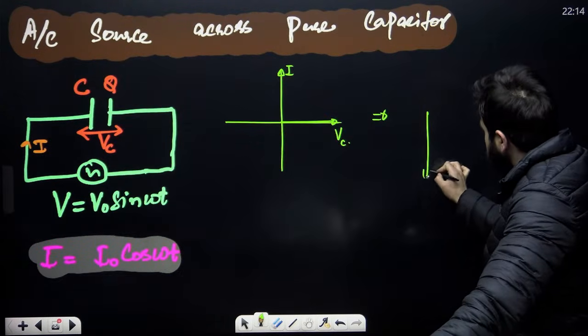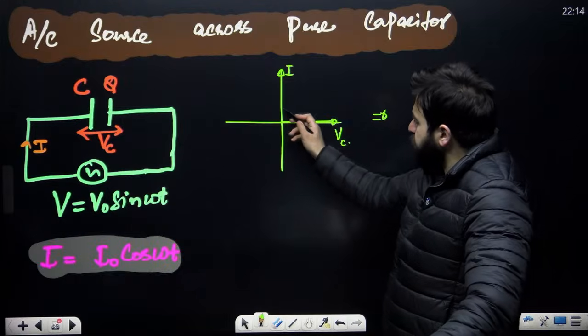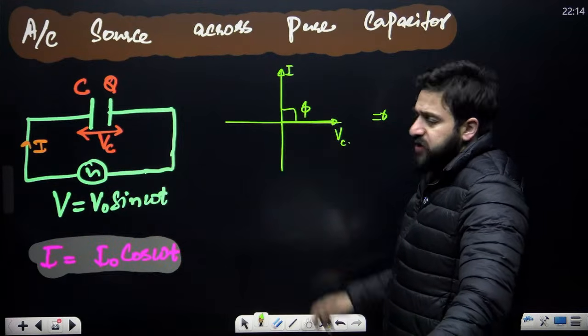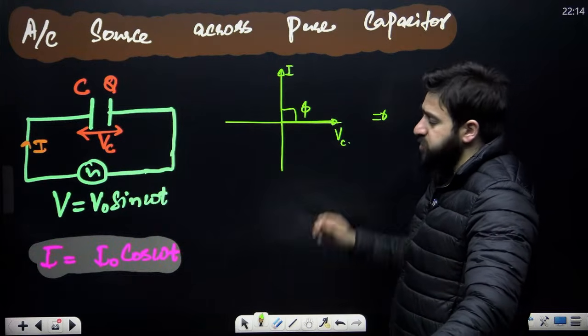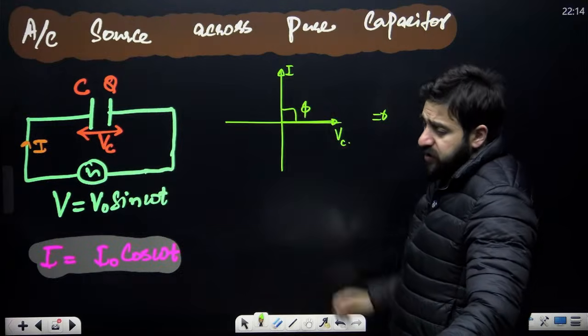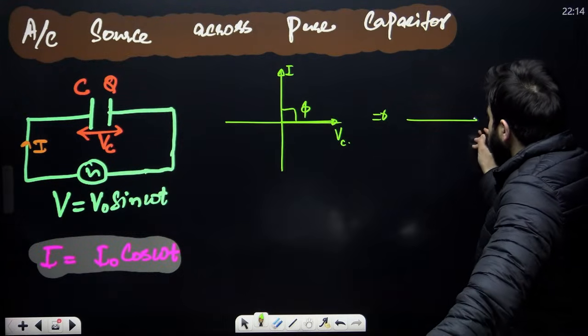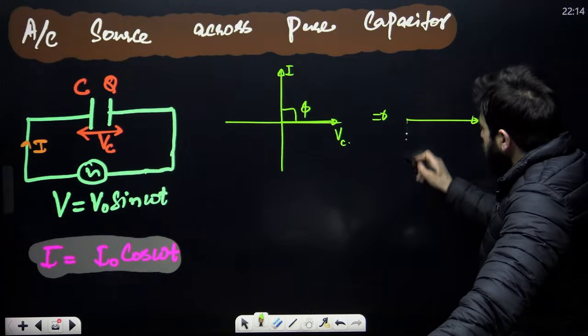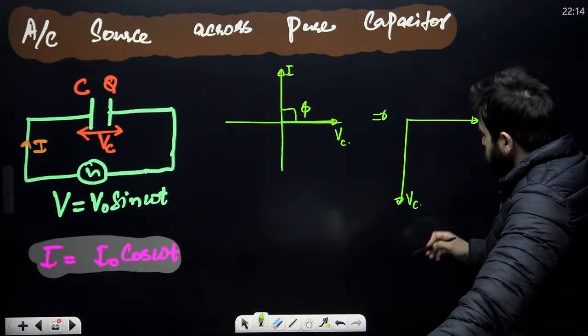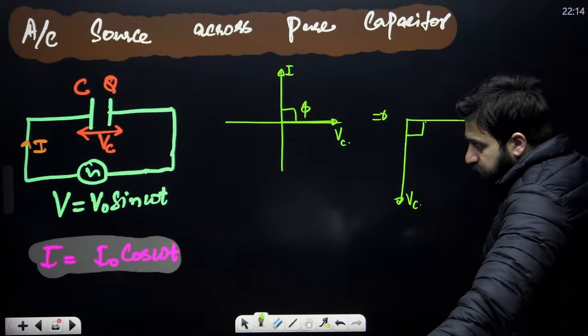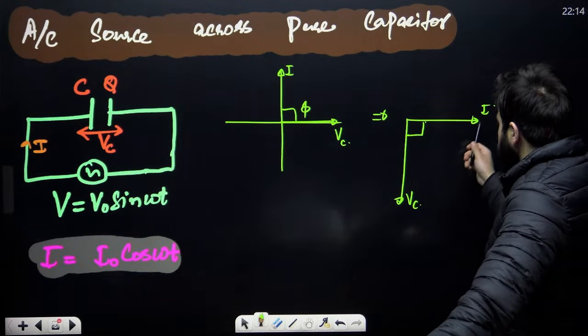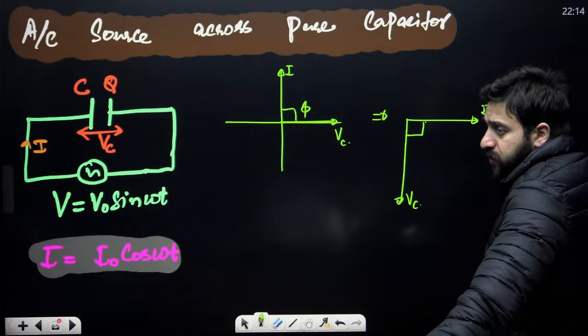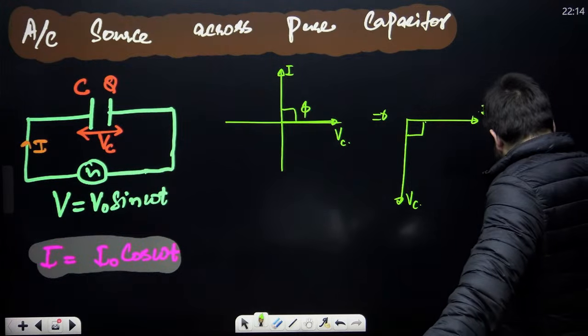Guys, tell me here. Which one lags or which one leads? Here current leads voltage by pi by 2. Voltage lags current by pi by 2. You can make it like this also. Make the current in the forward direction and voltage in the downward direction. See, its meaning is also the same. Voltage lags current by pi by 2, or current leads voltage by pi by 2.